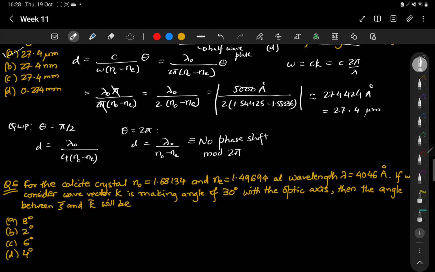Okay, so let us discuss the answer now. Just to remind, S is the pointing vector, and K is the usual wave vector. And the pointing vector is given as E cross H.